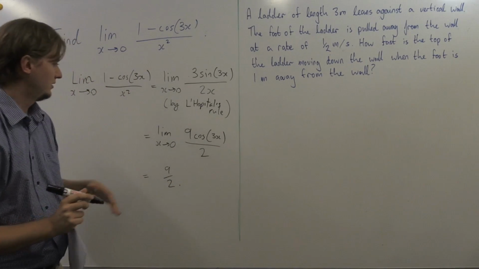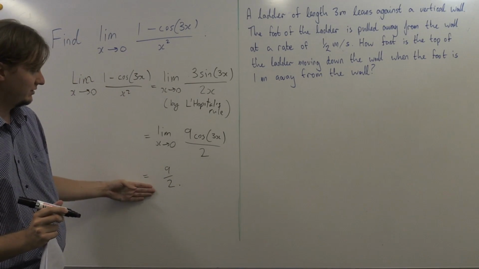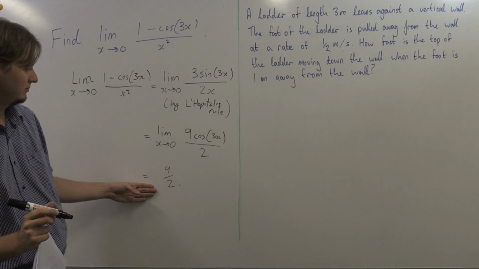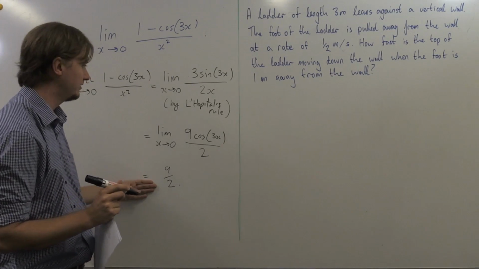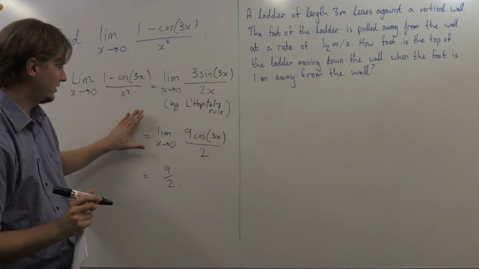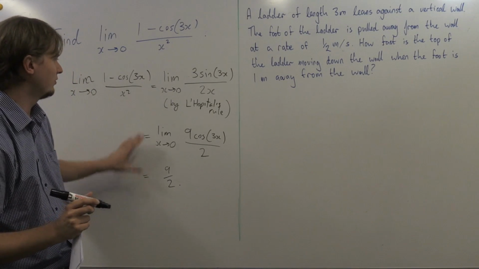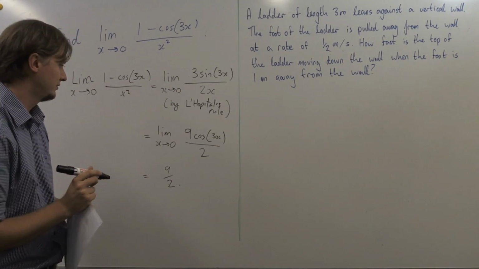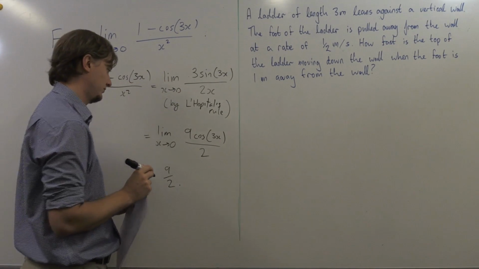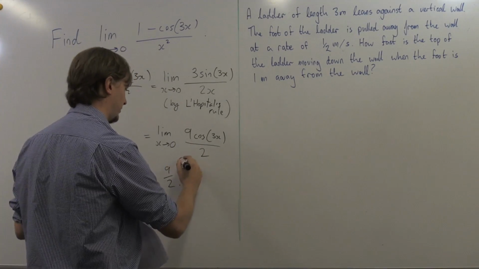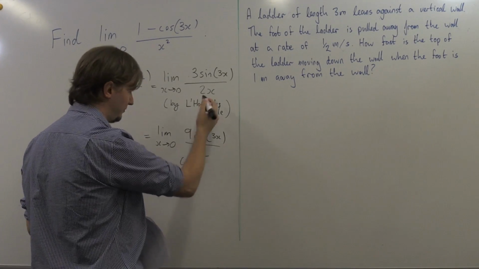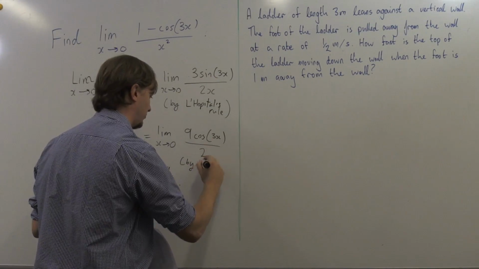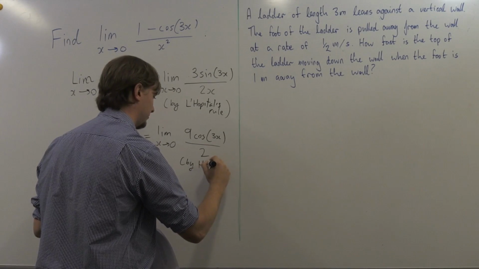So yes. Since this final limit did exist, it means my previous applications of L'Hopital's rule were all valid. So by L'Hopital's rule, this limit is equal to this limit is equal to this, and therefore this limit is equal to this. So potentially I might want to just explain that again. From this step to this step, I was trying to apply L'Hopital's.